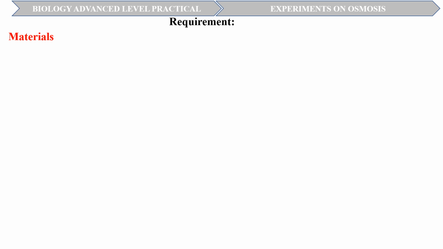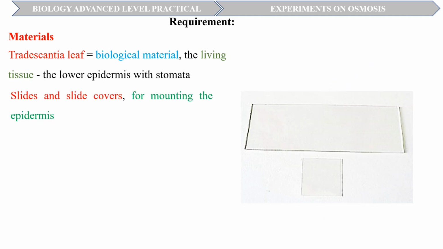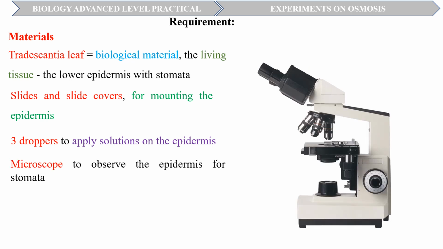We are going to use a set of materials and solutions, including a tradescantia leaf, which is the biological material, the living tissue from which we will obtain an epidermis. We need microscope slides and slide covers on which to mount the epidermis for observation. We also need a dropper to apply solutions on the slides. A light microscope will be used to observe the stomata on the epidermis.